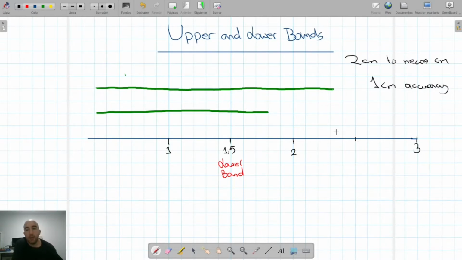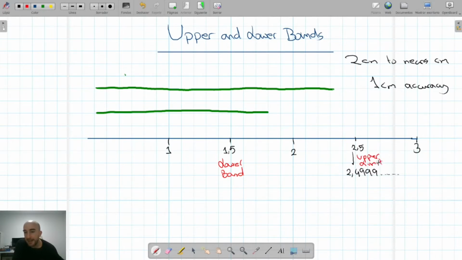And when would I stop approximating our measurement to 2? Well, anything below 2.5. Really, any measurement would be up until 2.49999 recurring with an infinite number of 9s. But we don't write that, so we write the upper limit as 2.5. Anything that reaches 2.5 would be approximated to 3. Anything below 2.5 would be approximated to 2. So that's why we call 2.5 our upper limit.